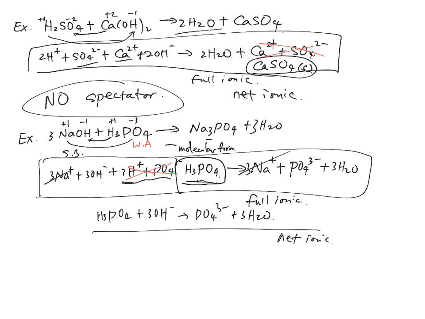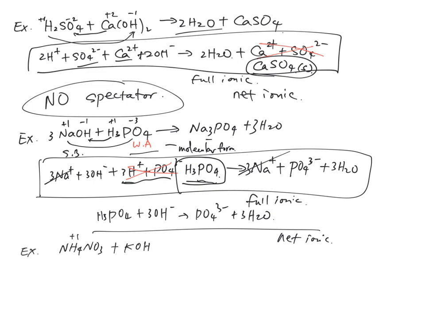Now, remember, the weak acid, weak base, wherever they are, as long as they're in your equation, you can't break it down. You can't dissociate it. Here's another example, having the weak acid or weak base on the product side. Imagine that you have ammonium nitrate reacting with potassium hydroxide.